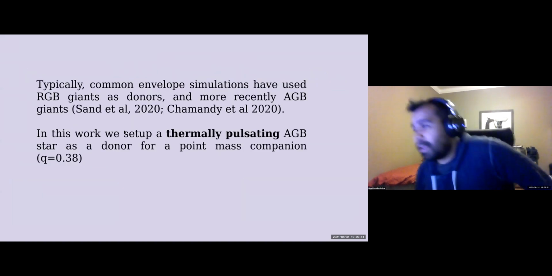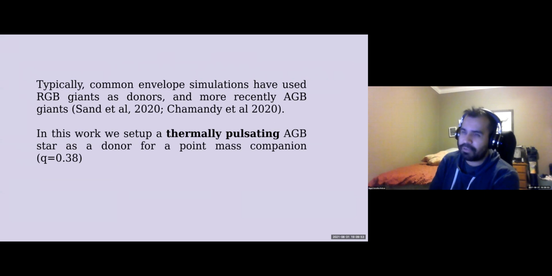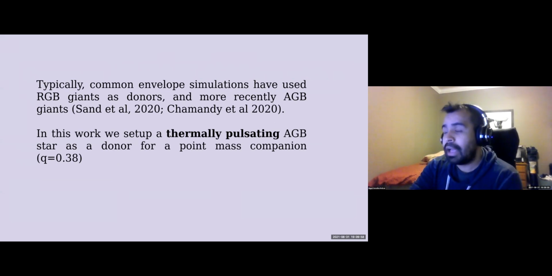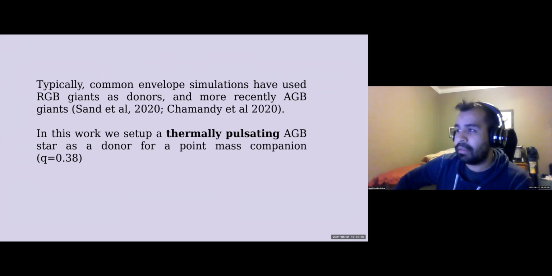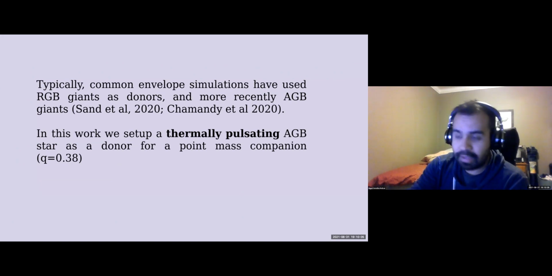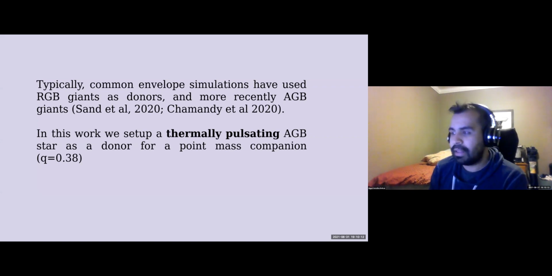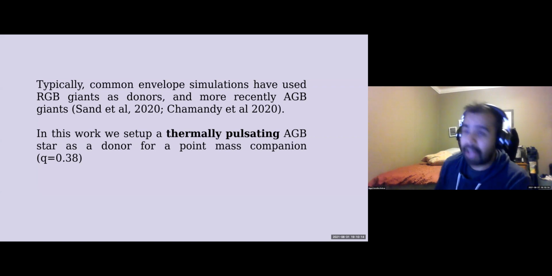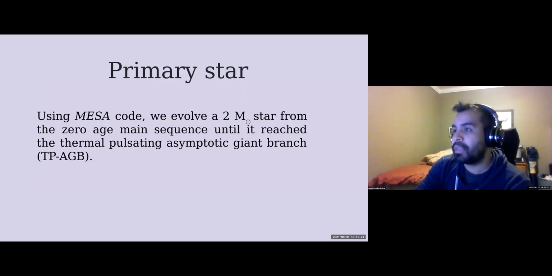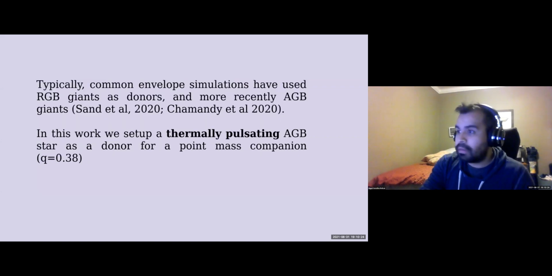So typically, common envelope simulations have used RGB giants or early giants as donors. However, more recently, papers have been published by Sand and Chamandy using AGB giants. And we even try to push the boundaries a little bit further here, using a thermally pulsating AGB star with a point mass companion, so that the mass ratio is 0.38.